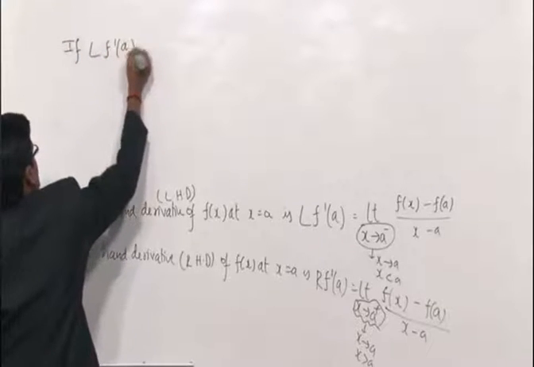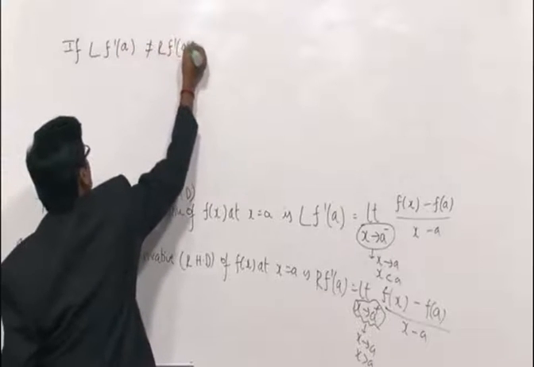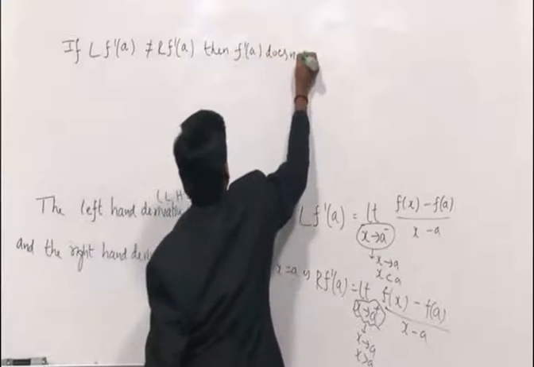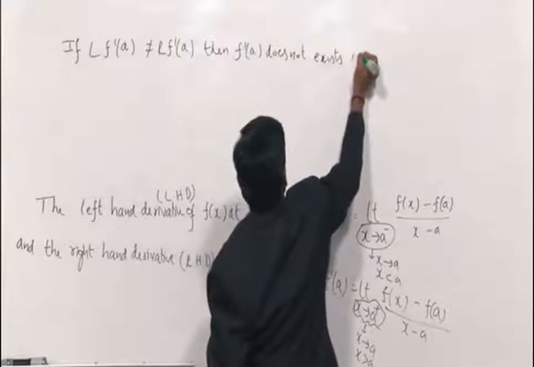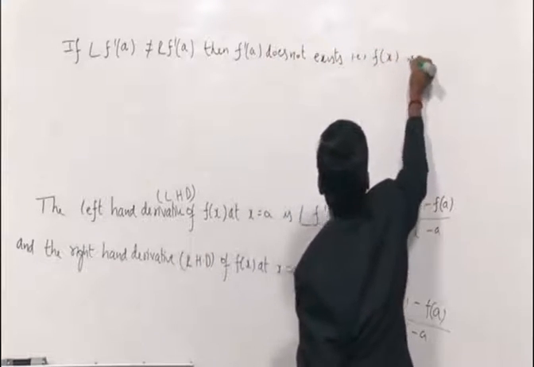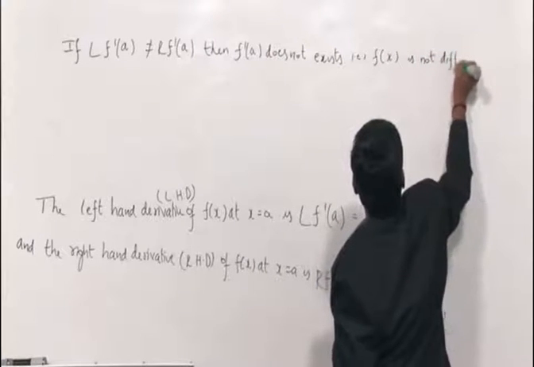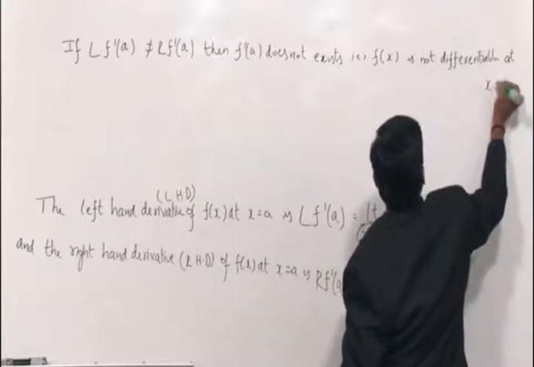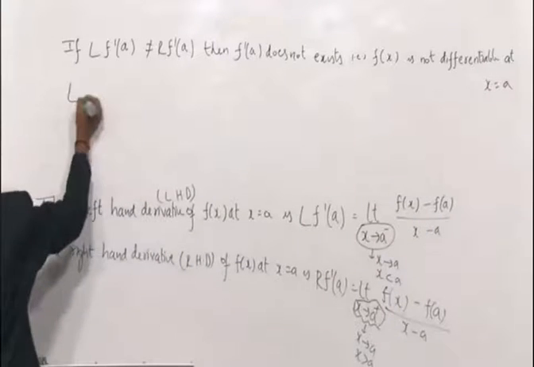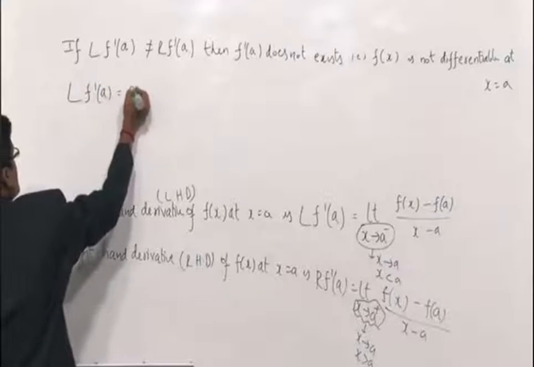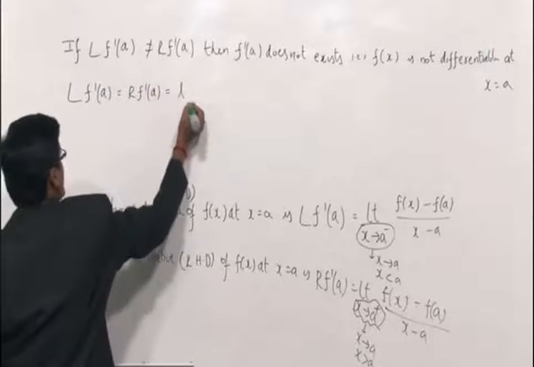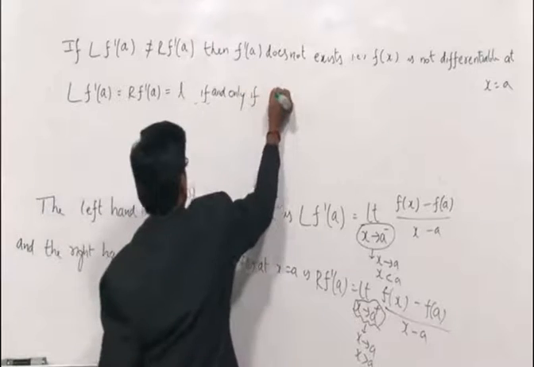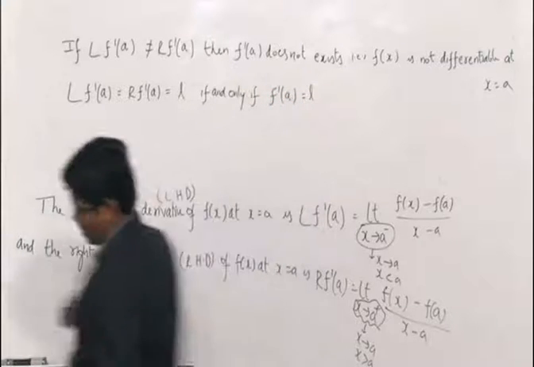If LF dash A is not equal to RF dash A, that is, the left derivative is not equal to the right derivative at A, then F dash A does not exist. That is, F of X is not differentiable at X is equal to A. LF dash A is equal to RF dash A is equal to some number L if and only if F dash A is also equal to the same real number L.